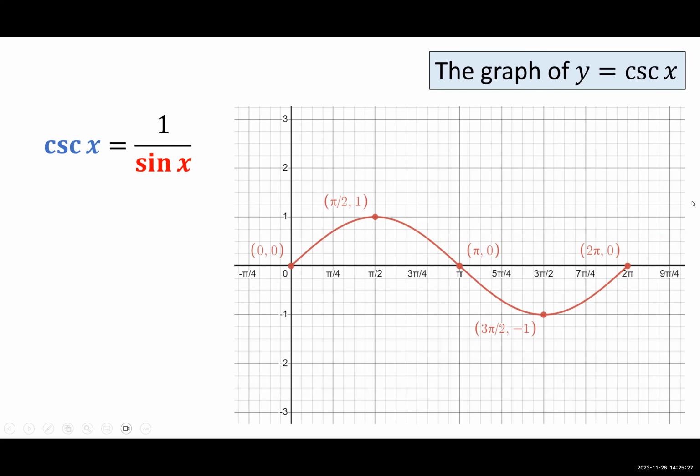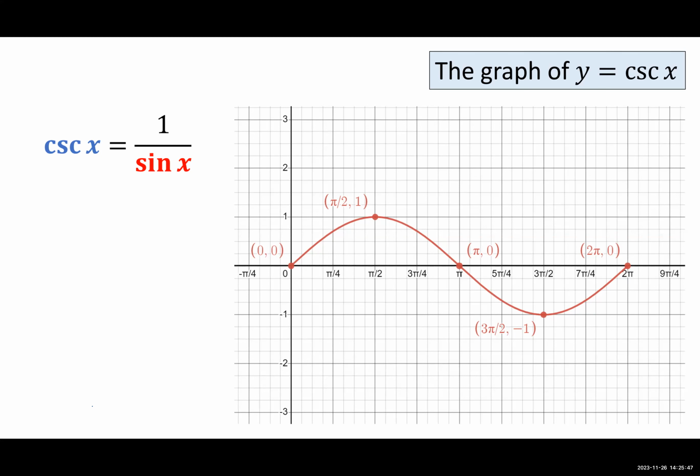Hi, and welcome to my next installment in this algebra and pre-calculus video series. This is part 2 of this video, graphs of the other 4 trig functions. In the previous video, we talked about the tangent and the cotangent function. So now let's talk about the secant and the cosecant functions.